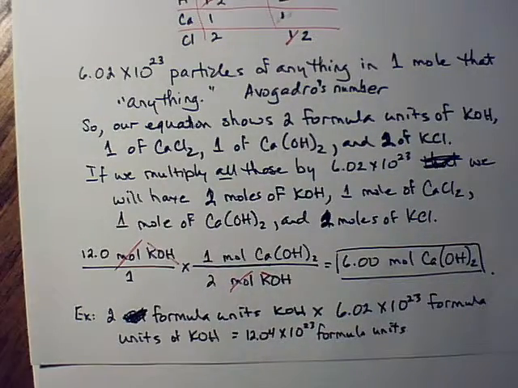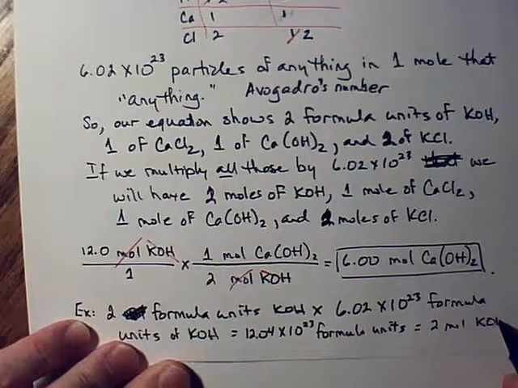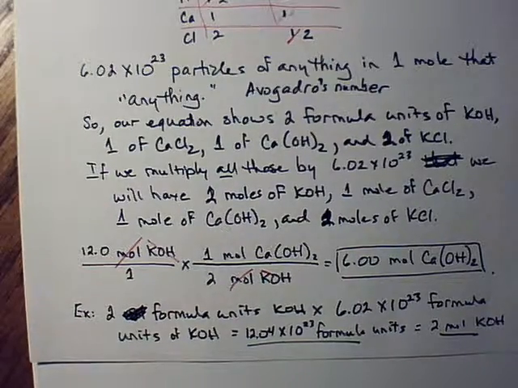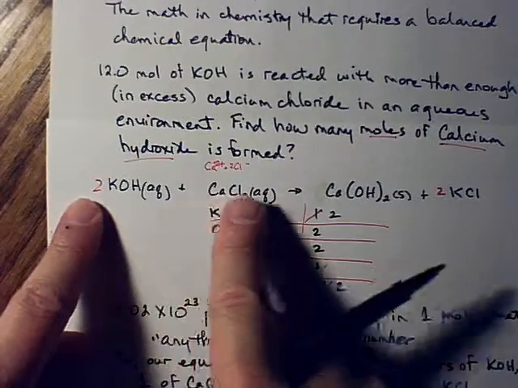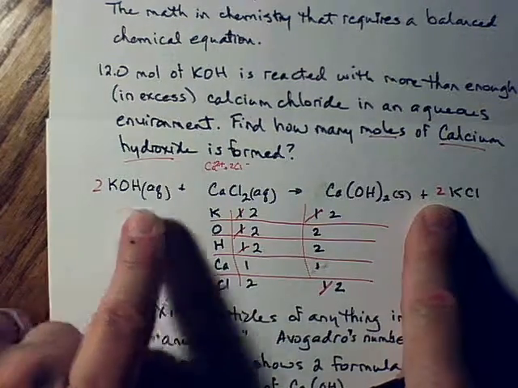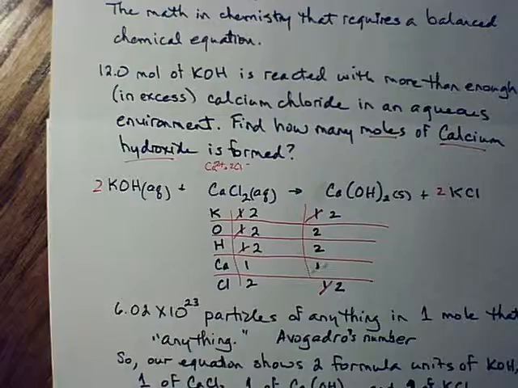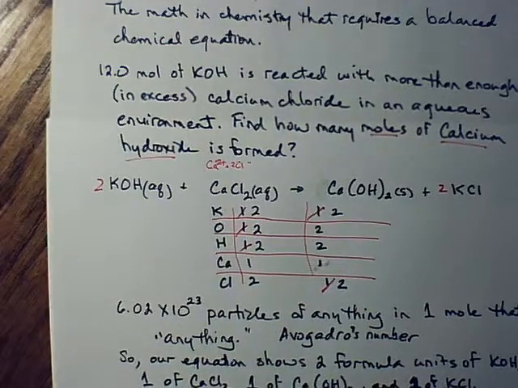But is there a simpler way to say that? Just say 2 moles of KOH. Now, which one do you want, this one or this one? If you're just going to say 2 formula units, they don't equal 2 moles. But if I multiply all the coefficients by Avogadro's number, then I can say this is 2 moles, 1 mole, 1 mole, 2 moles. Okay. Got it? Yeah, I do. Okay, just want to make sure.